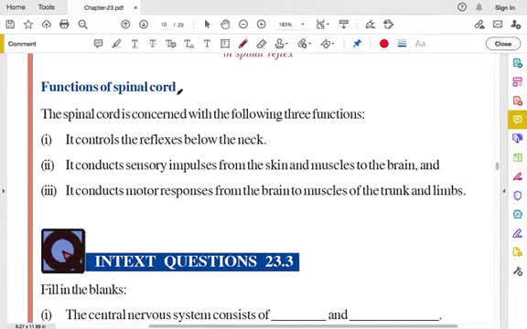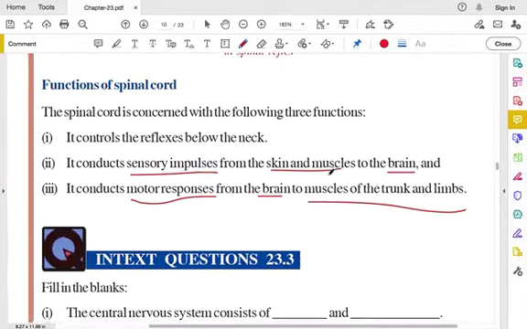It controls the reflexes below the neck, and it conducts sensory impulses from the skin and muscles to the brain. We all know that the sensory nerves are used to conduct the impulses from the skin and the muscles to the brain, and when the impulses are processed in the brain, the motor responses are conducted from the brain to the muscles of the trunk and the limbs. The trunk is basically the lower body, and the limbs of our body. So these are the major functions of the spinal cord.